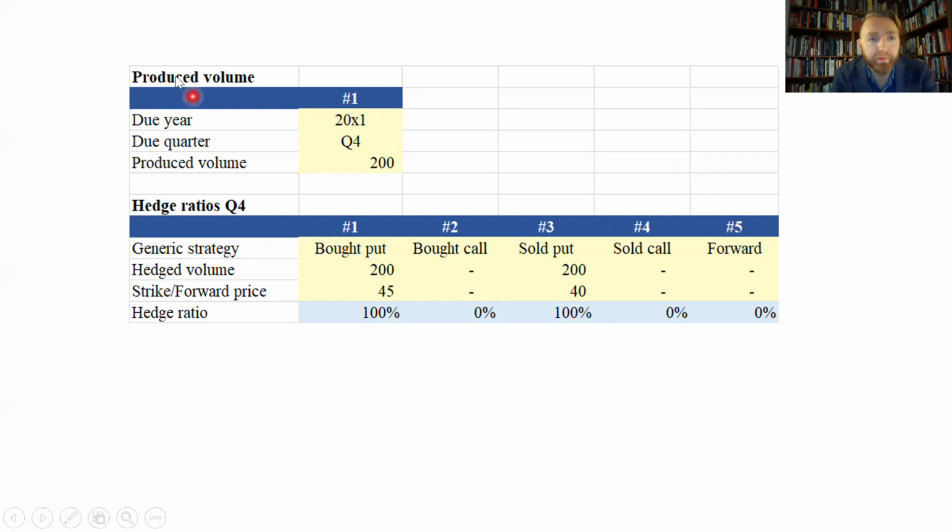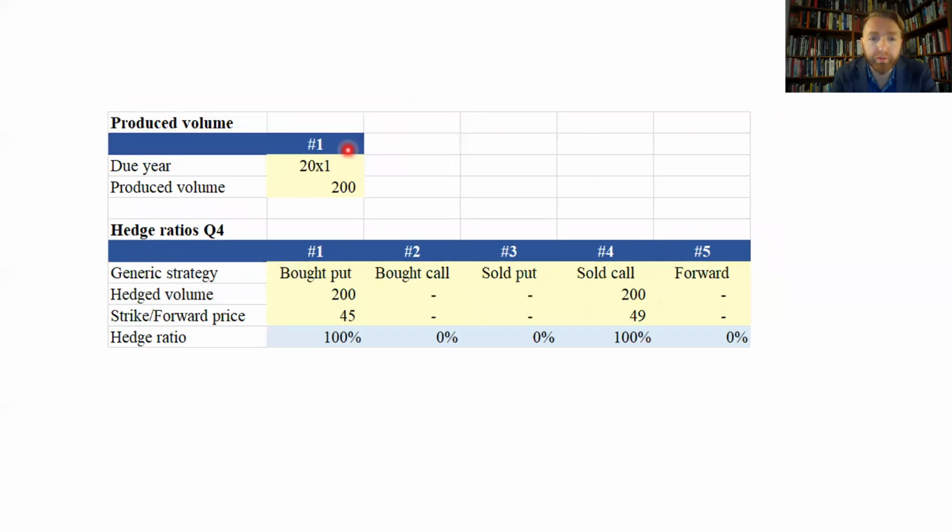And here's the same production as before, and there's a revenue risk now in the fourth quarter. So we're going to enter a composite derivative strategy here, meaning that all these different generic strategies are on the menu. We choose from them. And in this case, we've selected non-zero entries for hedge volume for the bought put and the sold put. And we've chosen strike prices to go with that. That makes it a bear spread. So we're now executing in the model a bear spread in relation to this revenue risk.